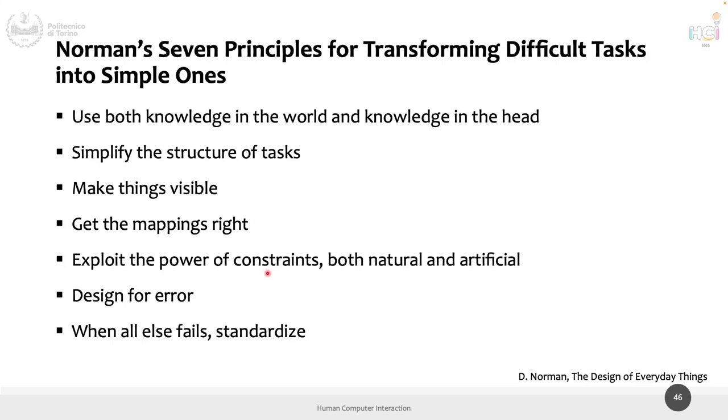Exploit the power of constraints, both natural and artificial. Again, what we can have or we can learn from the natural world. Don't forget errors, so design for errors. Errors will happen, so prevent them or be ready to tackle them. And when all else fails, standardize. So revert to the usual thing, the standard things like the menu for the button, or if you're doing a mobile application, then the navigation will be probably on the back. And if you're doing an Android application, there will be a back button on the back. But if you're doing a website, the menu will be on the top. And it's, again, sort of standard for familiarity with people.